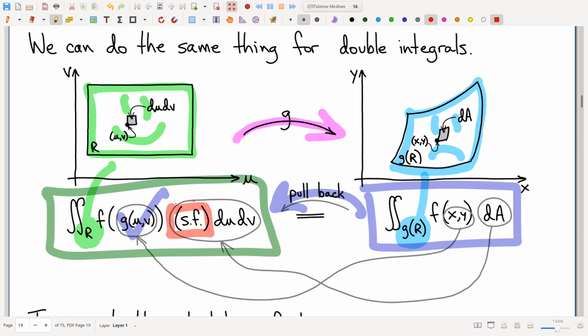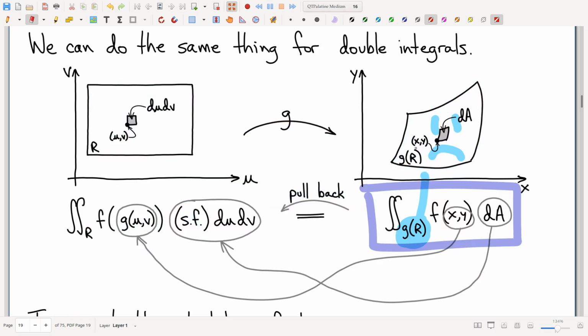If you can view your domain as being an image, it's a couple of quick little bits of algebra to do the pullback. Okay. All right. Now, we're going to do an example momentarily.